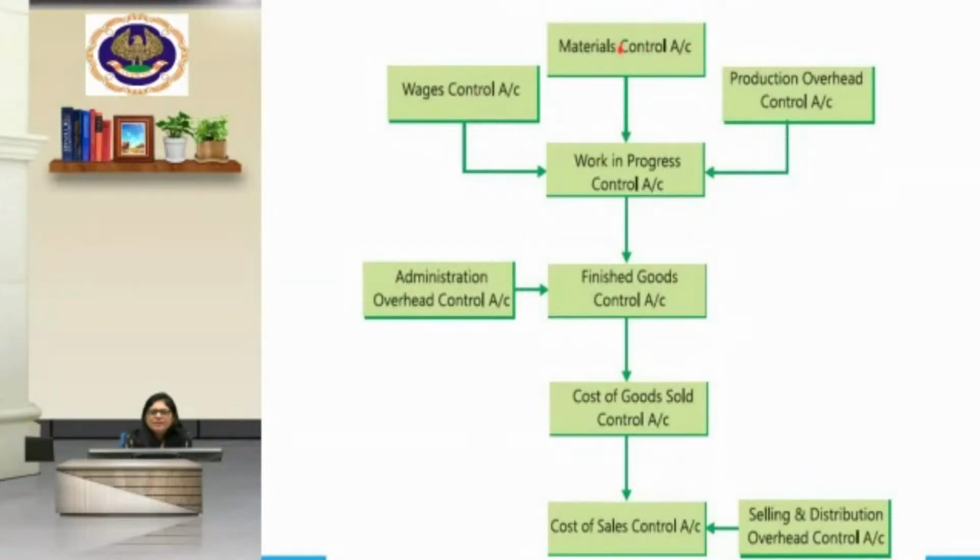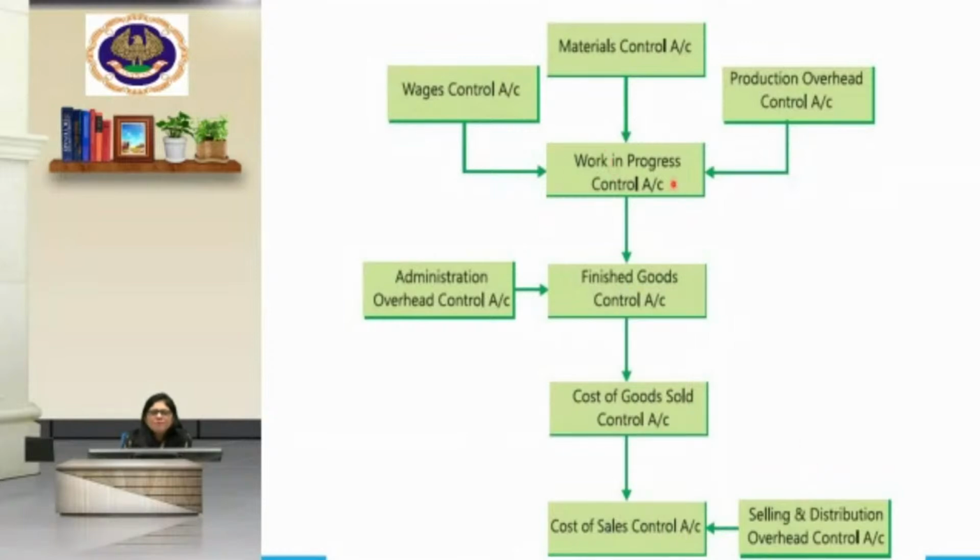So direct material will go to WIP. Wages again will go to WIP. Production overhead will be absorbed under WIP. Admin overhead will be absorbed to finished goods. Selling and distribution will be absorbed to cost of sales. So three overheads are there.